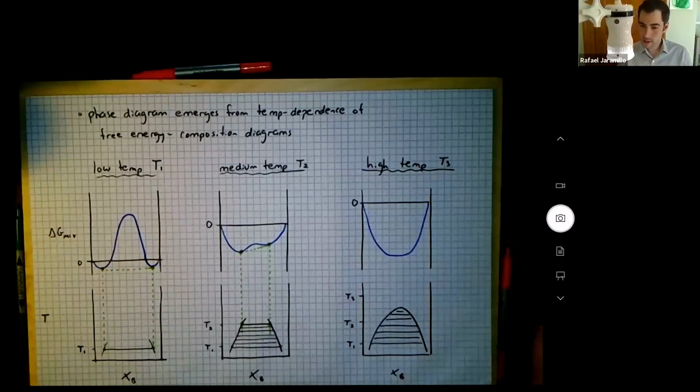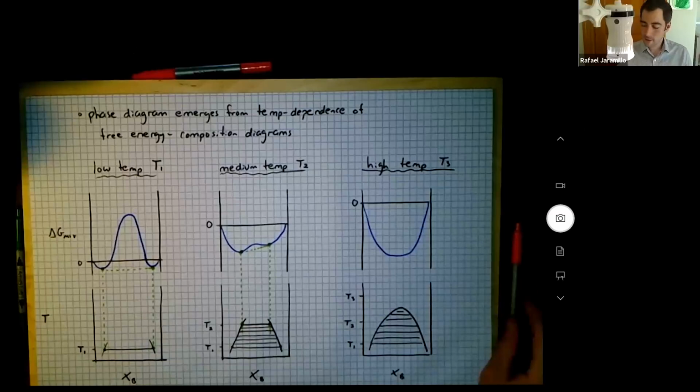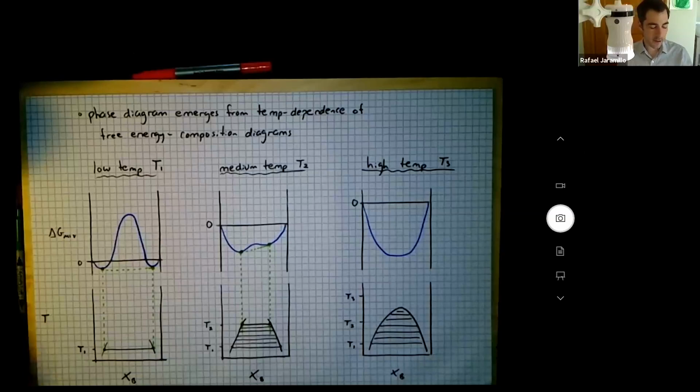We're finishing about 5 minutes early, so we have plenty of time for questions. I just saw there was a chat. Does a common tangent construction help us to say anything about the kinetics of the process of segregation? No, it doesn't. This doesn't tell us anything about kinetics. So this tells us about the equilibrium. The common tangent construction tells us about the equilibrium configuration of the system.